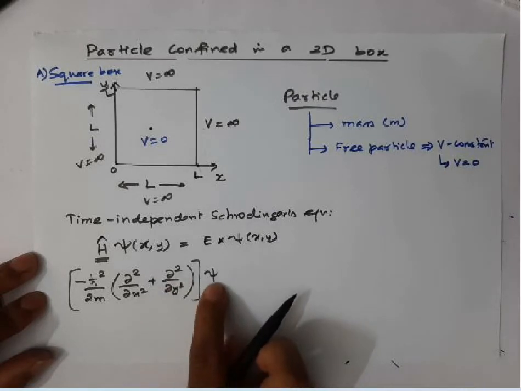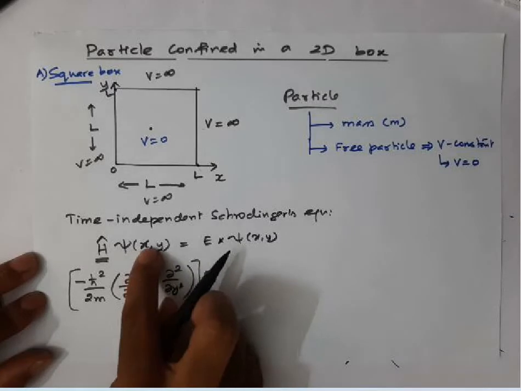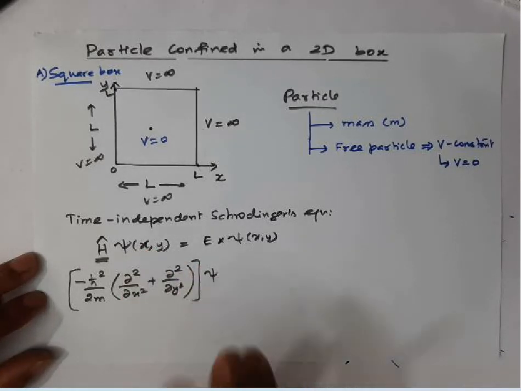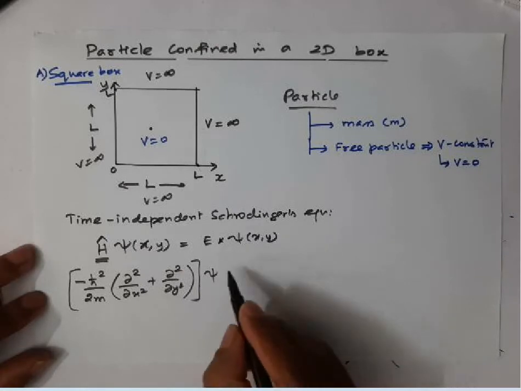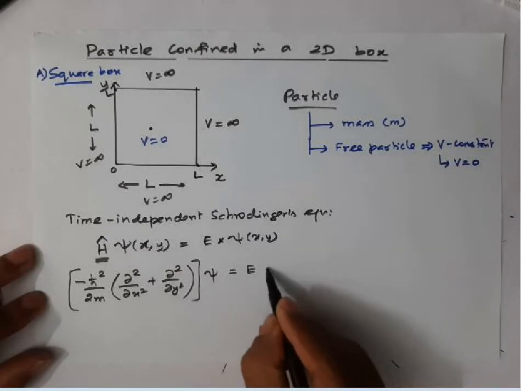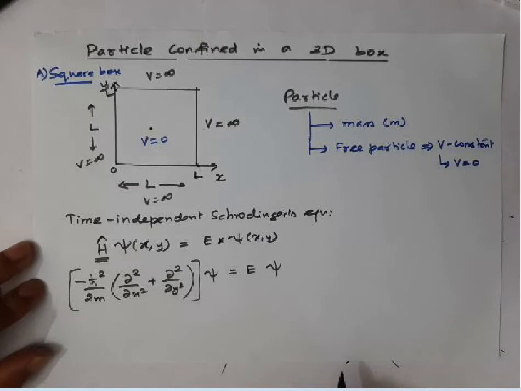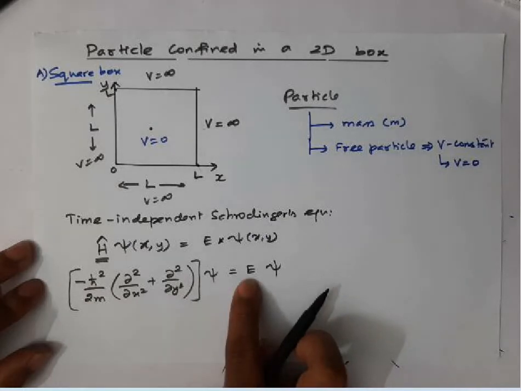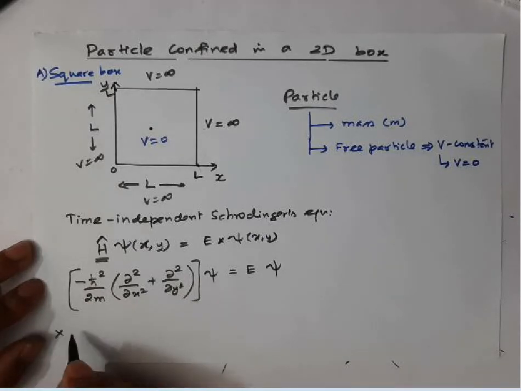You need not put psi of x, y again and again. Keep this in mind: psi depends on two variables x and y hereafter. So on the right side also we put psi. Now I'll bring this minus h bar square by 2m to that side, or you can also multiply both sides by minus 2m by h bar square.